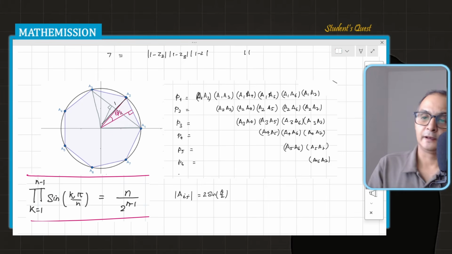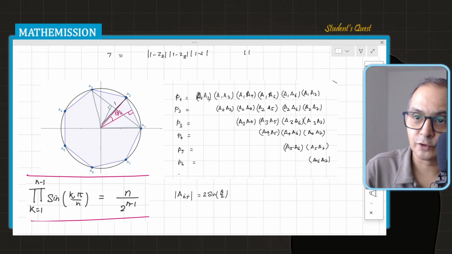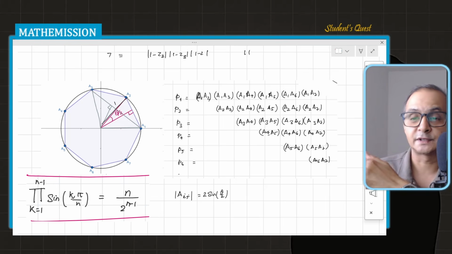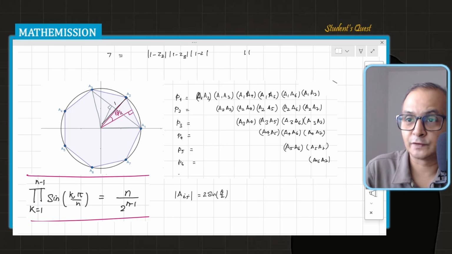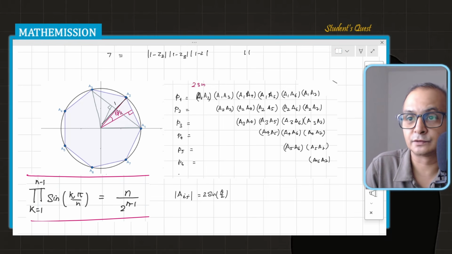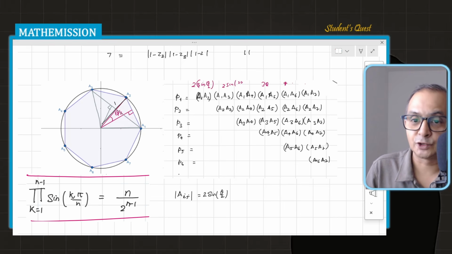Now suppose you want to find A1, A2, that will become 2 sine theta by 2. What about A1, A3? It will become 2 times sine of 2 theta by 2. So each of them, let me just write it. It will become 2 sine theta by 2, then 2 sine 2 theta by 2, then 2 sine 3 theta by 2, then 4 theta by 2, then 5 theta by 2, and then 6 theta by 2, because there are 6 terms. So you are actually doing the same product.